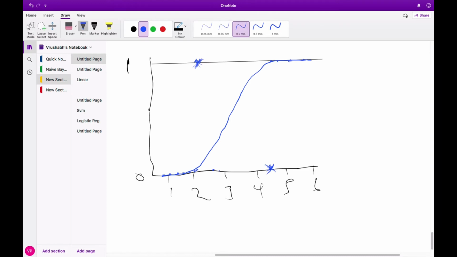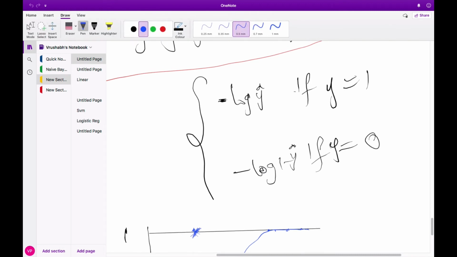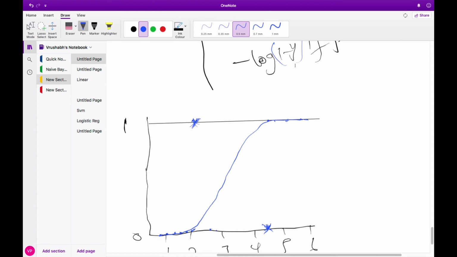Okay. Now let's try and find the intuition behind the reason why we need to minimize the cross entropy or the log loss, right? So that we will get to the best sigmoid curve. So let's try and see that now. Now from above, we say that if y equals 1, then we have negative log of y hat, and if y equals 0, then we have negative log of 1 minus y hat. Okay. Now let's try and see what is happening here.